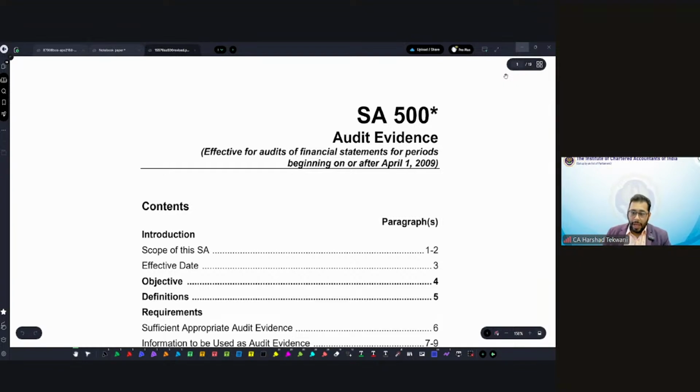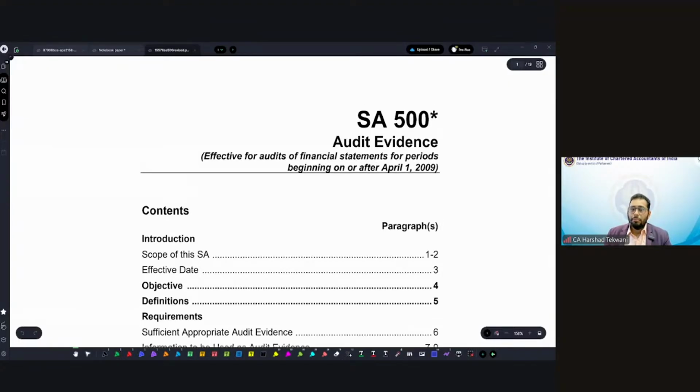Okay. Now, when I talk about the term audit evidence, as I said, audit evidence means the information that you use, on which you can say, okay, this is my opinion. This is the document, a piece of paper, or a procedure performed and its outcome, on which I am able to issue the opinion. That's the audit evidence.